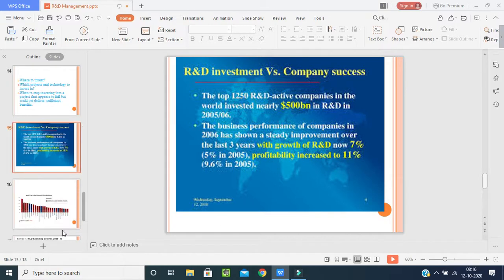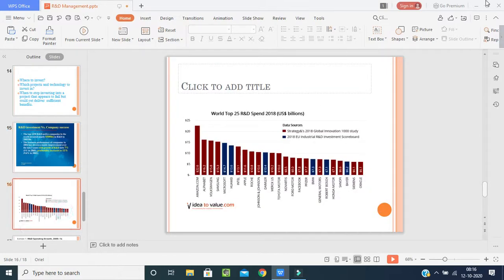Now, how will it result? Just have a look here. What are the world's top 25 R&D spenders in US dollars in 2018? Just have a look here. See, these are Amazon.com, Alphabet, Volkswagen, Samsung, Microsoft, Huawei, Intel, Apple, Roche, Johnson and Johnson, Daimler, Mercedes, Toyota Motor, Novartis. All these are the companies, and the figures are in billions.